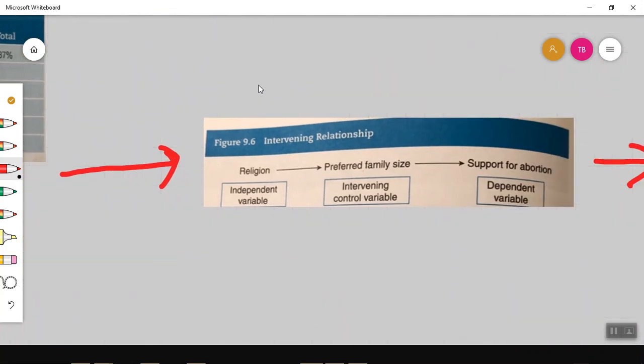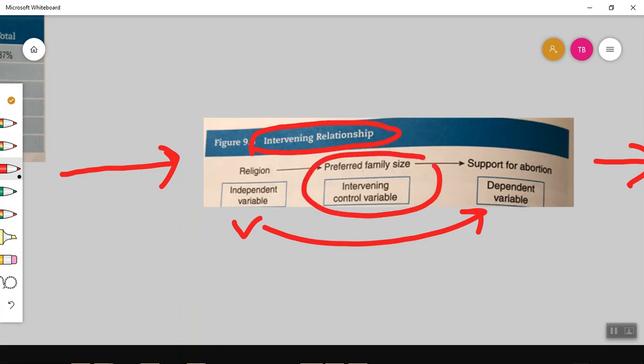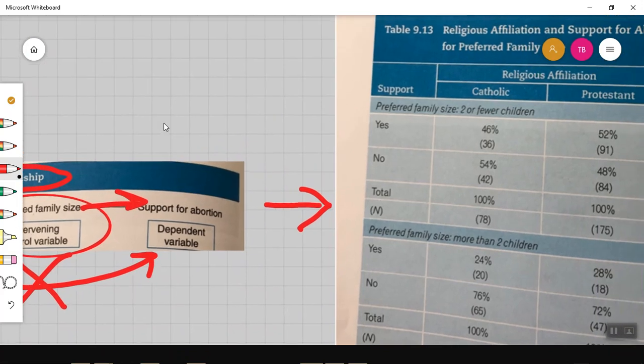What they're going to get at, and I'll show you the final chart in a second, is called an intervening relationship. The first one we looked at with the firefighters was spurious, or random. This one's intervening. So what they're arguing is it isn't religion causing abortion support. Preferred family size is intervening. Someone's religion determines a preferred family size, and this affects their support for abortion. So it's not this first relationship. It's not getting the full picture. We'll take a look at that.